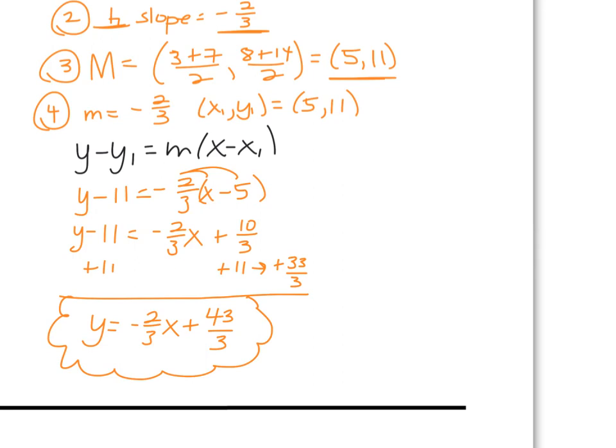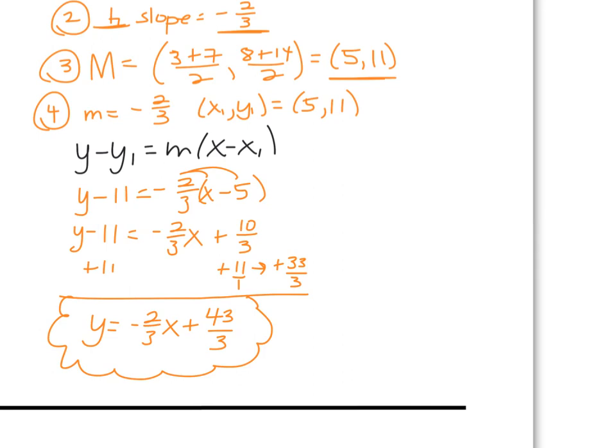Once I substituted in my m, x1, and y1, I got y minus 11 equals negative 2/3 times x minus 5. It gets a little tricky with the fractions, but we've dealt with fractions before, so this shouldn't be too far away from what we're used to. I kept the y minus 11, and I got negative 2/3 times x, plus when I took negative 2/3 times negative 5, I just multiplied the negative 2 and the negative 5 and got positive 10. 3 doesn't get multiplied to anything, so 3 stays in the denominator. Moving the 11 over, I added it, and I got a common denominator with the 3, and I made it 33/3. 10/3 plus 33/3 would be 43/3. The equation for the perpendicular bisector for this problem is y equals negative 2/3 x plus 43/3.